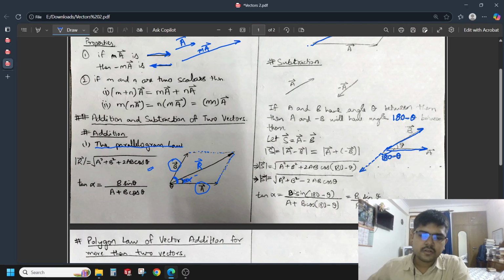Now tan alpha equals B sin (180 minus theta) over A plus B cos (180 minus theta). Sin is positive in the second quadrant, so it comes out positive, and cos is negative in the second quadrant, so it comes out negative. So we have tan alpha, where alpha is for the resultant of A minus B vector. The resultant of A vector minus B vector will be somewhere here.